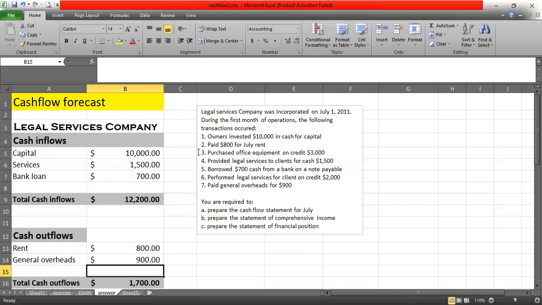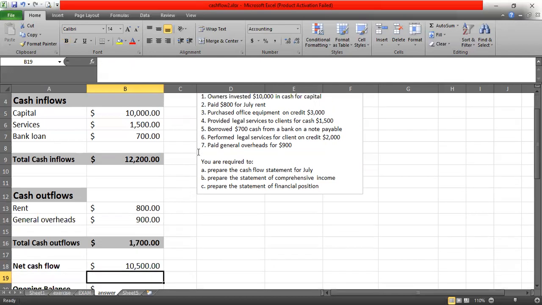All right, so notice that I'm using Microsoft Excel. I already put some formulas in, like this one, the total cash inflows, which sums up to $12,200, automatically calculated by the sum formula, as well as the total cash outflows, which sum up to $1,700. Now just subtract the total cash outflows from the total cash inflows. It will result in a net cash flow of $10,500.